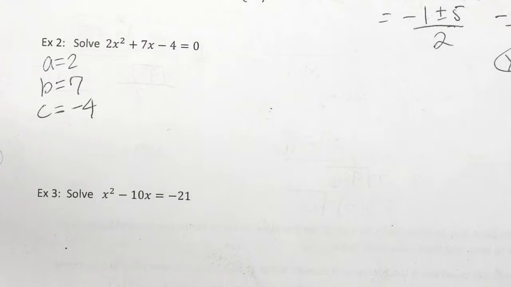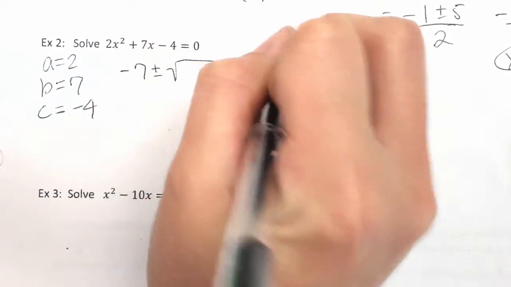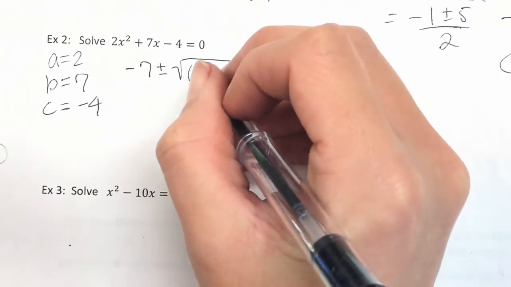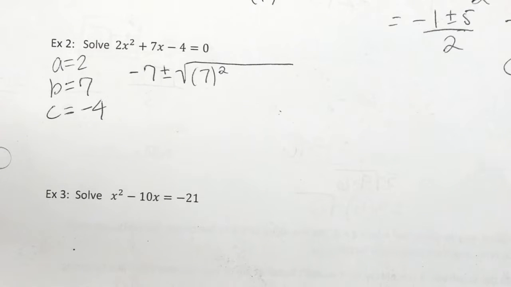Okay. So we'll have negative 7 because of the negative b, plus or minus the square root, and then b squared, so 7 squared. Out here? Sorry, hold on. There we go.